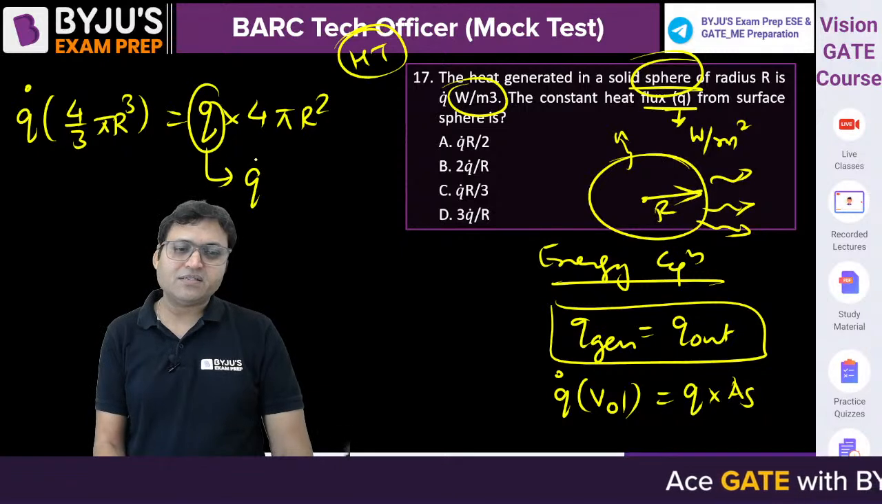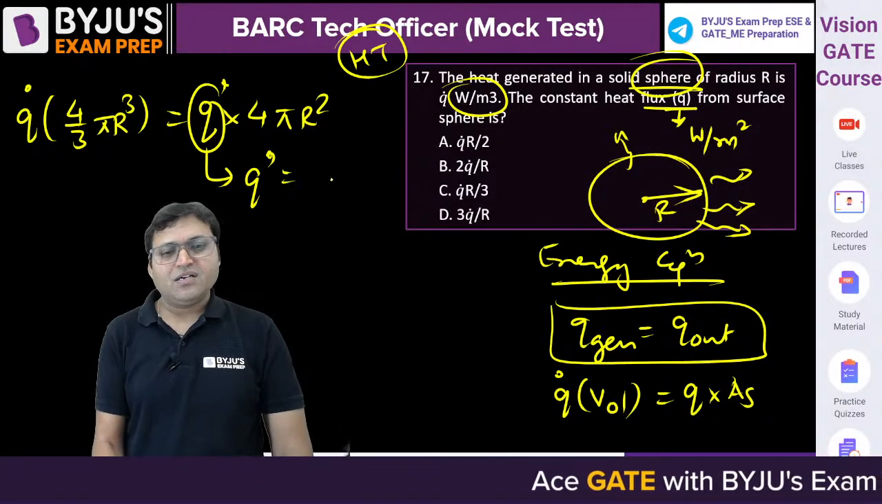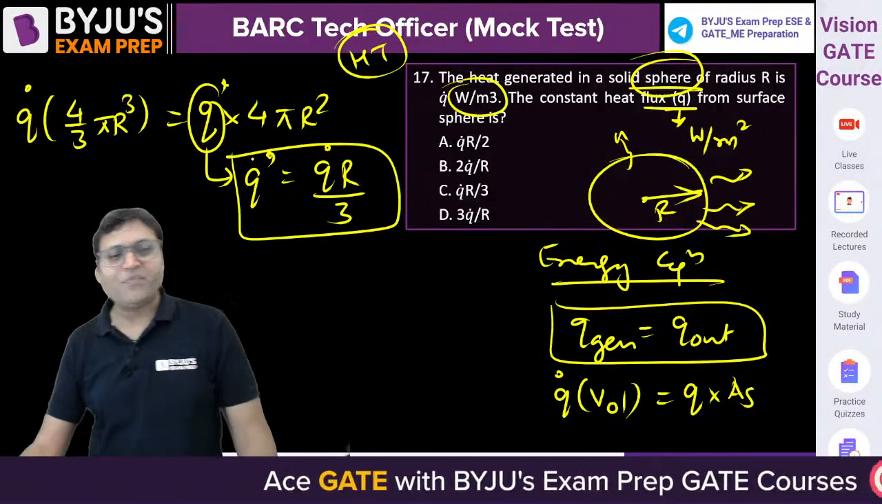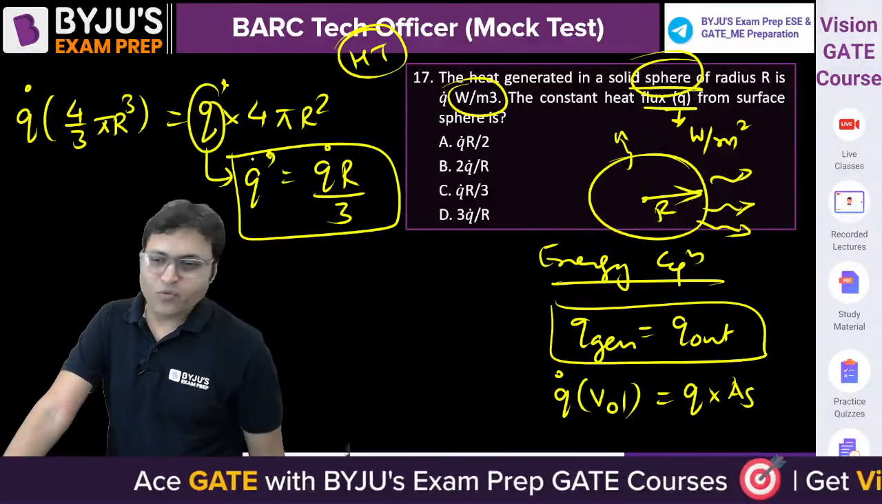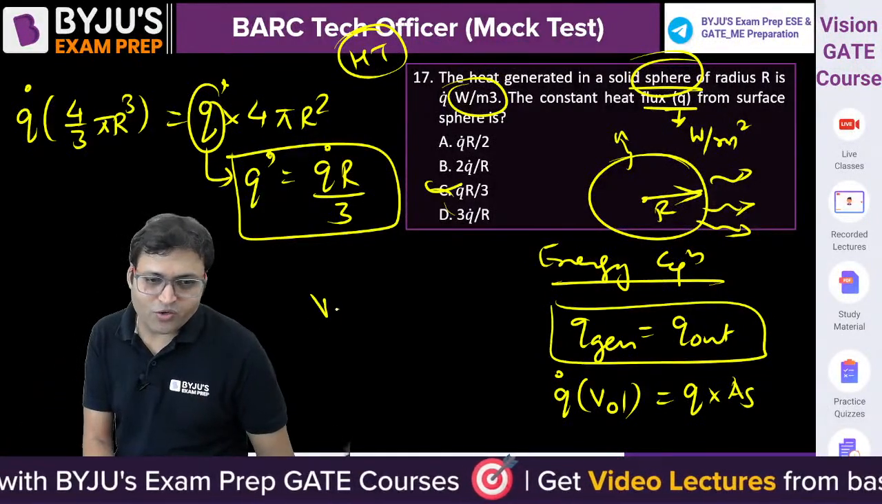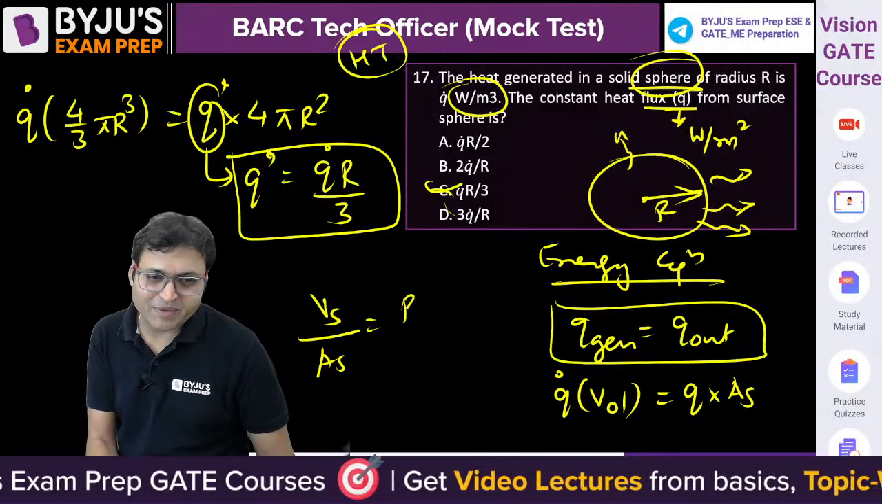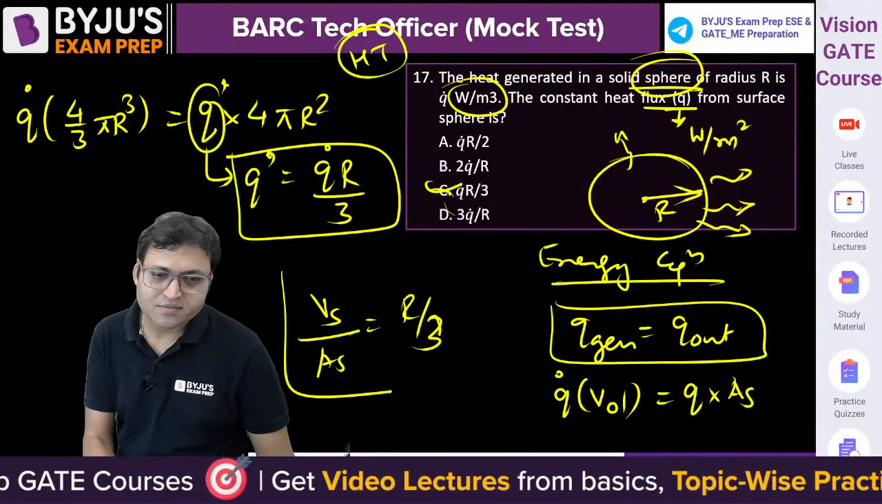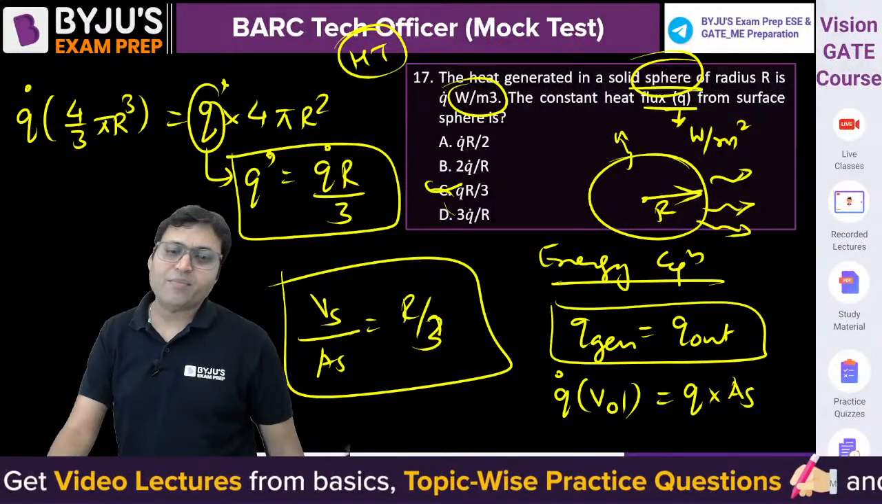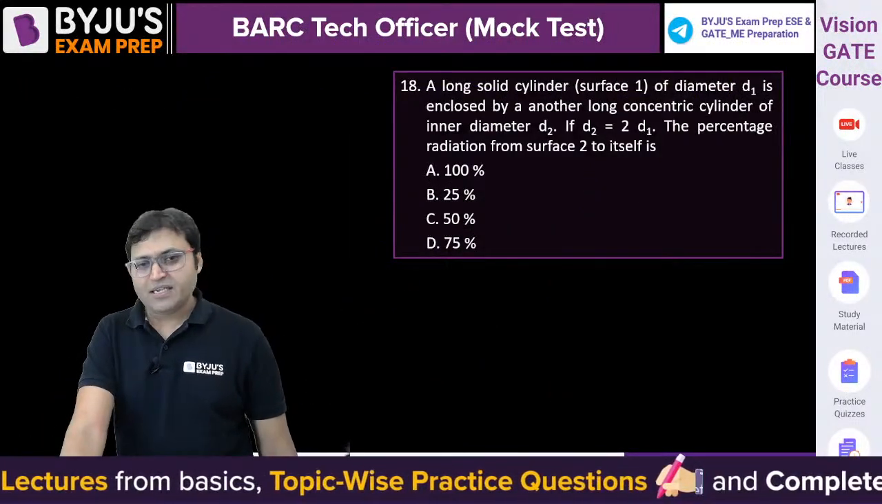This is the flux. It is actually q dash. So it is q dot r by 3. Volume upon surface area is r by 3. Volume of sphere upon surface area of sphere is r by 3. So it is q dot into r by 3. C will be the answer.